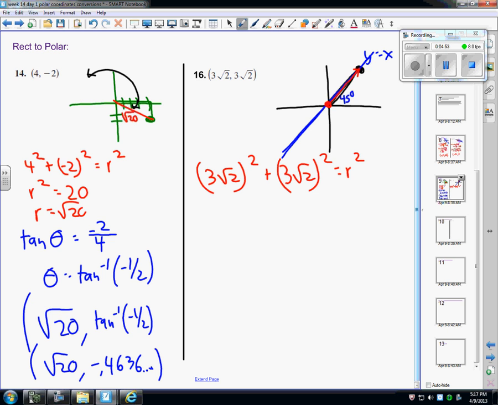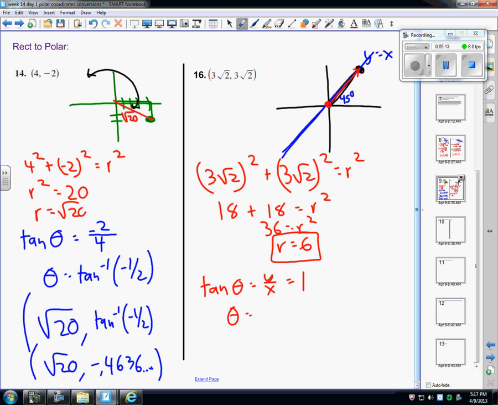That's going to be 9 times 2, that's 18, plus 18 equals r squared, which is 36 equals r squared. R equals 6. Tangent theta is y over x, which they're both the same guy, so tangent theta is 1. So theta equals pi over 4. You can say 6 comma pi over 4. Okay, first two are basic conversions from polar to rectangular and rectangular to polar. So those guys should have gone pretty quick for you guys.